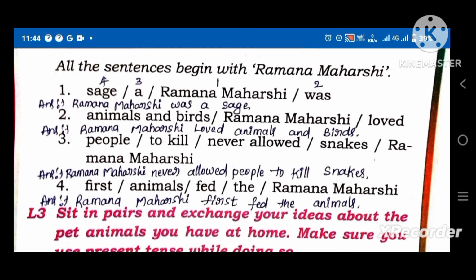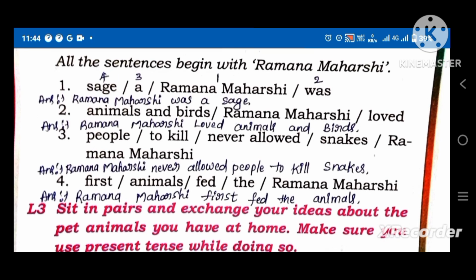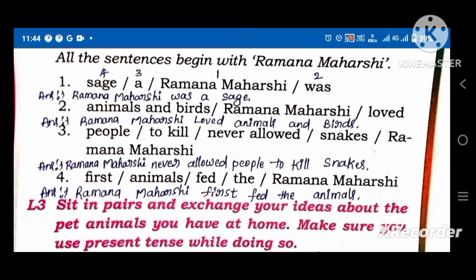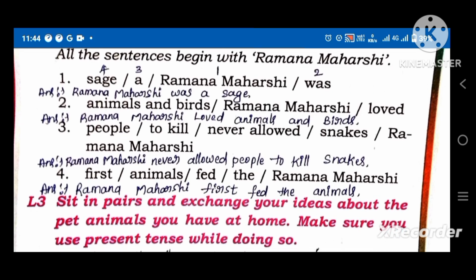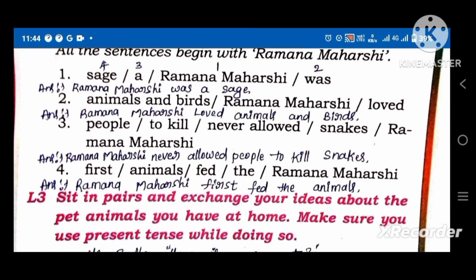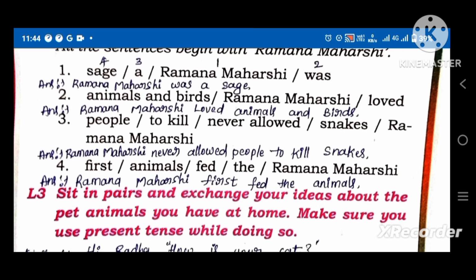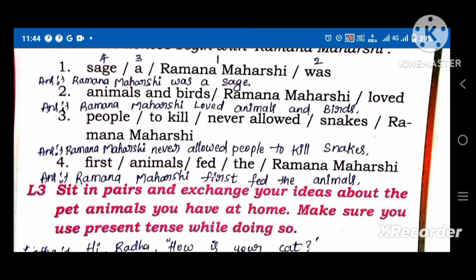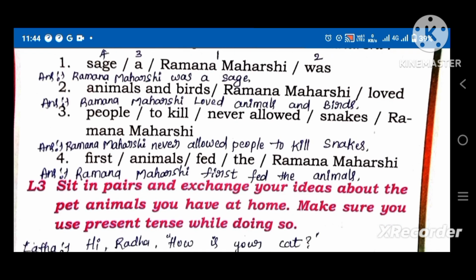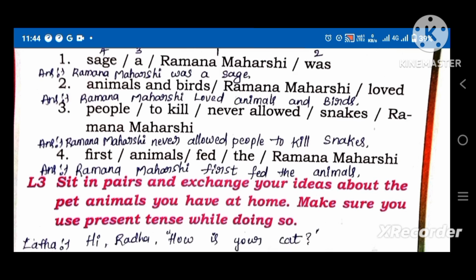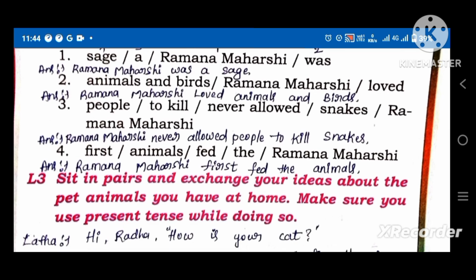Third one: people, to kill, never, allowed, snakes, Ramana Maharshi. Answer: Ramana Maharshi never allowed people to kill snakes. Fourth one: first, animals, fed, the, Ramana Maharshi. Answer: Ramana Maharshi first fed the animals.